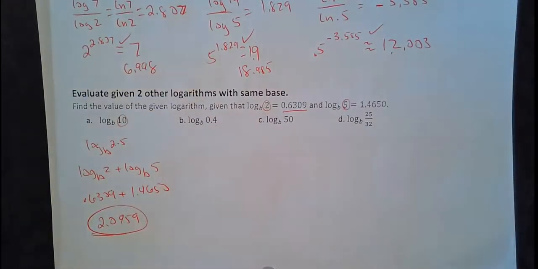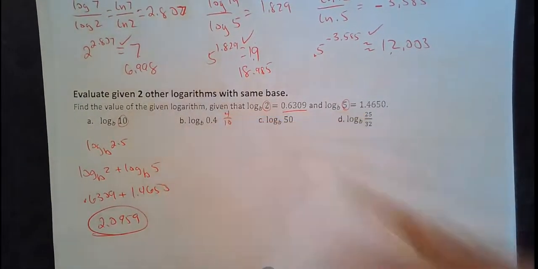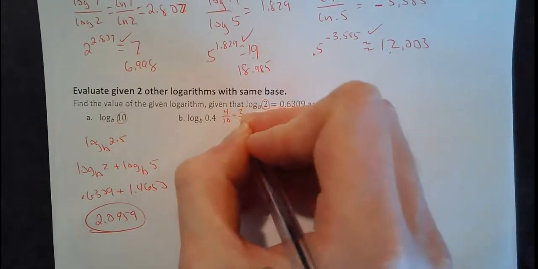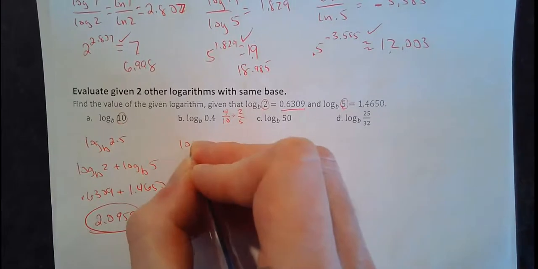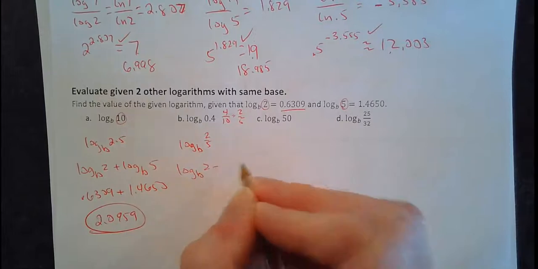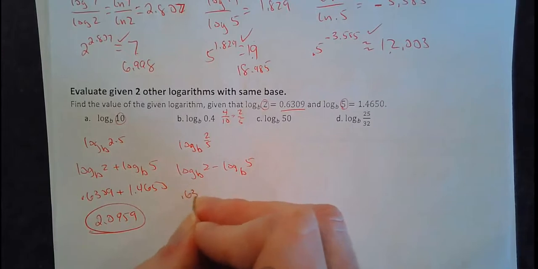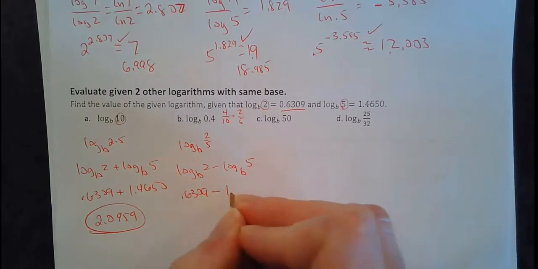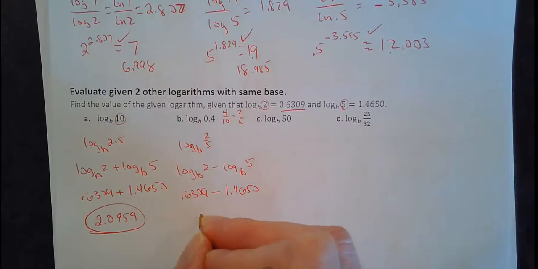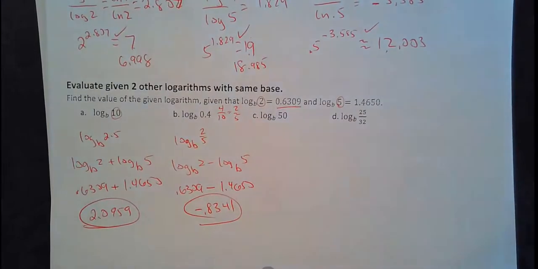The next one, 0.4. How would I get 0.4 using 2 and 5? I think 0.4 is the same thing as 4/10, which is the same thing as 2/5. So log base b of 2 over 5 would be the same thing as log base b of 2 minus log base b of 5. So this would be 0.6309 minus 1.4650, which is negative 0.8341. So give these two a try. Pause your video and give them a try and see what you can do. If you get stuck, you can always hit play and I'll have the answers up in a moment.